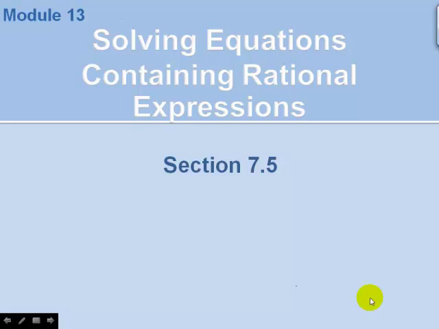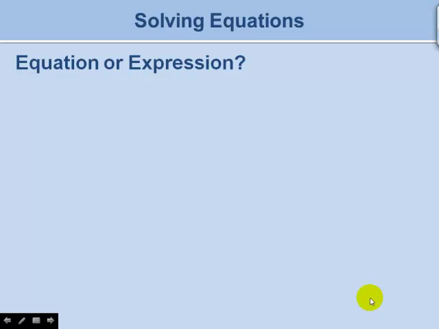This is the video for Module 13, Section 7.5, about solving equations containing rational expressions. First of all, one thing that can be very confusing is whether you have an equation that you're supposed to be solving or just an expression that you're supposed to be simplifying. So let's look at the difference between an equation and an expression.